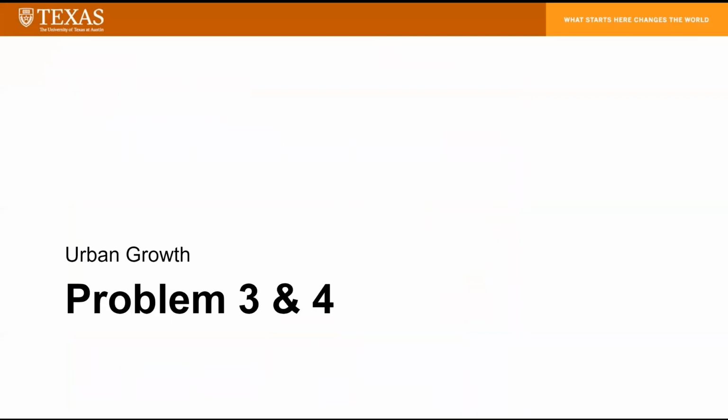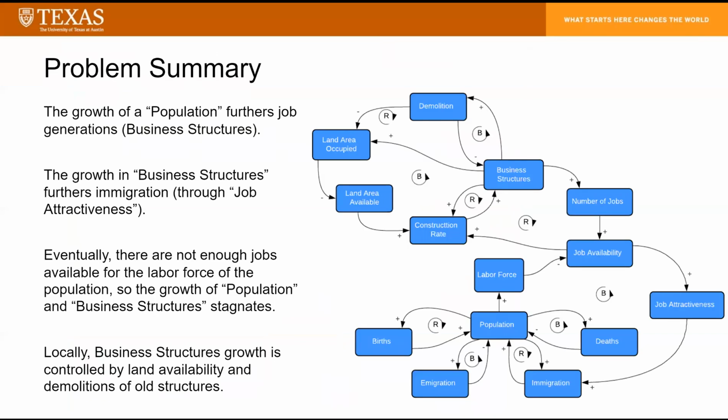So then finally, for problems 3 and 4, we were looking at the urban growth model. In this scenario, we were looking at how a population can further create labor and job production and therefore also impact the creation of business structures. You can see from the causal loop diagram here on the right, we broke this problem down into 2 separate systems that work together.